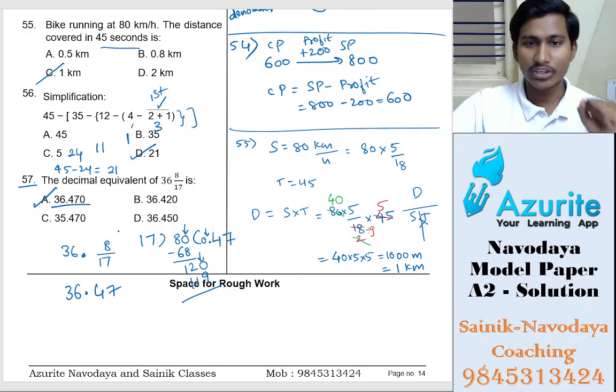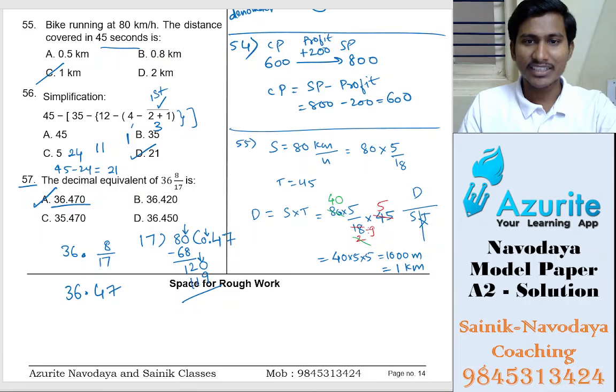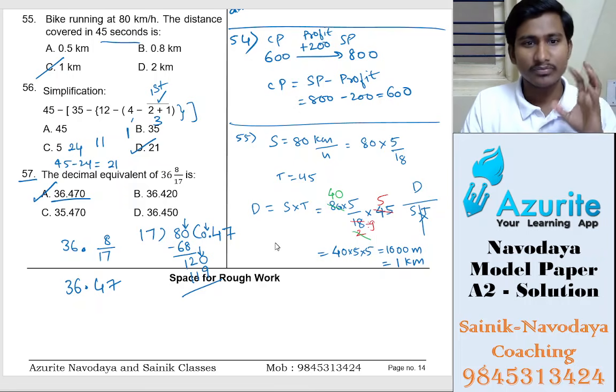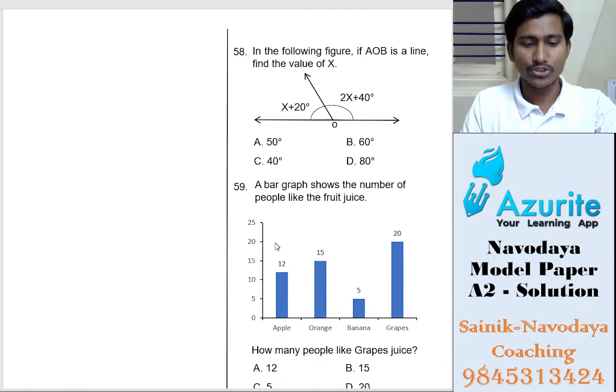Got it? So you can divide it like this. If the number 8 is smaller, take the point, and then we can take one extra 0 every time. So that is the answer, 36.47. That is how you have to do it. Now should we go next? That is question 58.